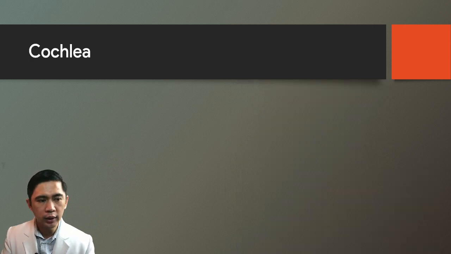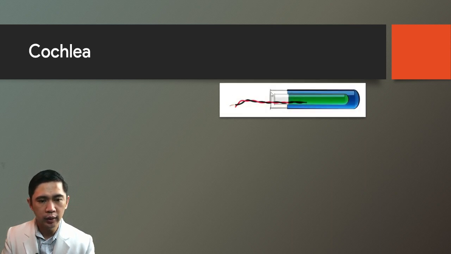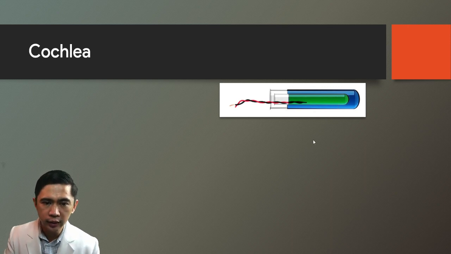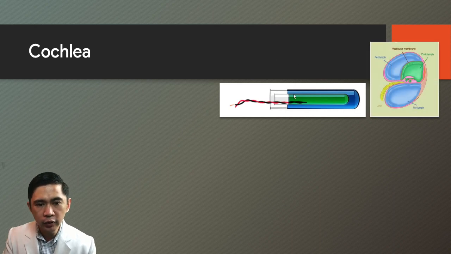To discuss the cochlea in simpler terms, we will have to see it like this one. It is a test tube, and inside we have another test tube, and we have a wire inside the inner test tube. And the blue fluid is what we call the perilymph, and the inner fluid, the greenish one, is what we call the endolymph.